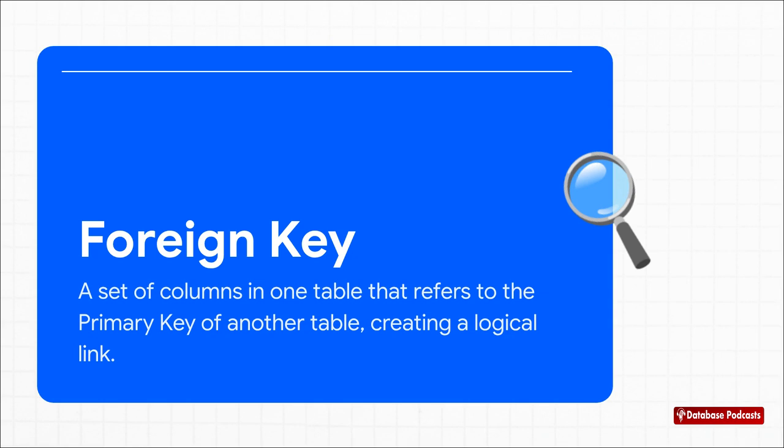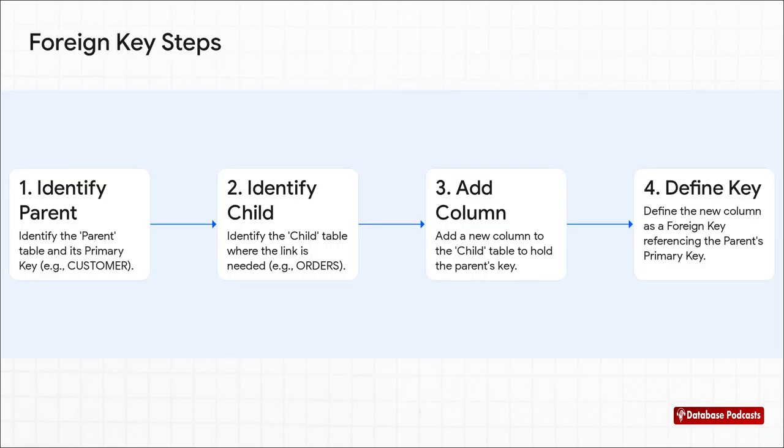You basically take a copy of the parent table's primary key, like a customer ID, and you place it in the child table, like the orders table. This creates this unbreakable logical link that guarantees an order always points back to a real, valid customer. And setting this up is a really clear 4-step process.